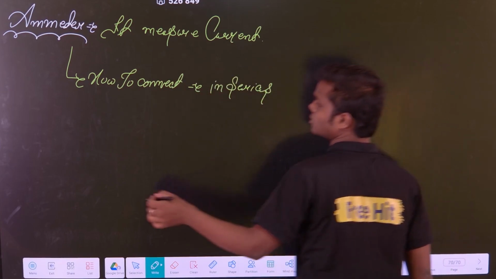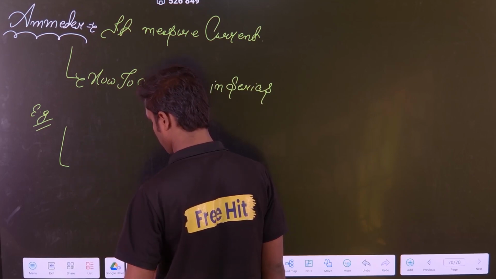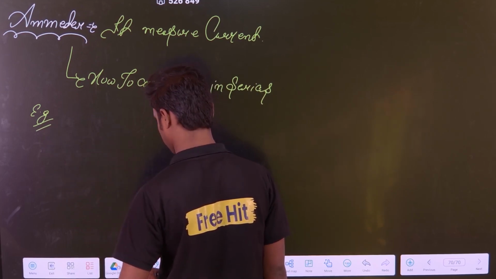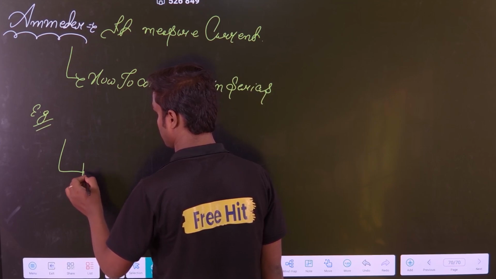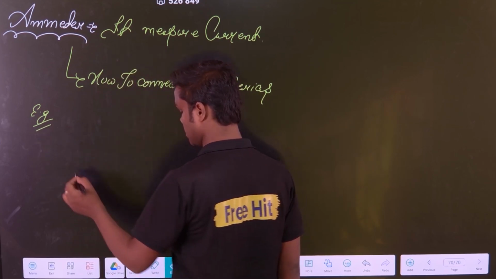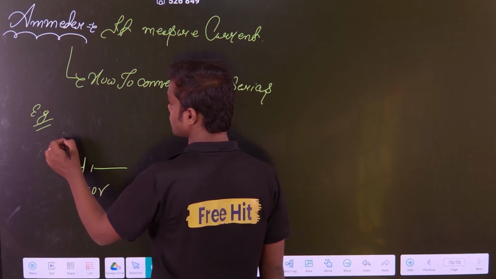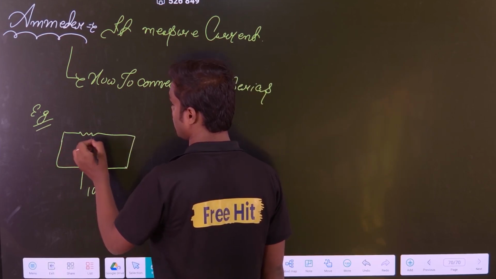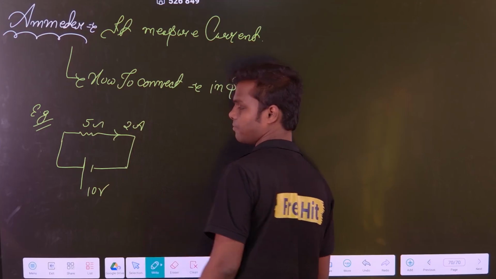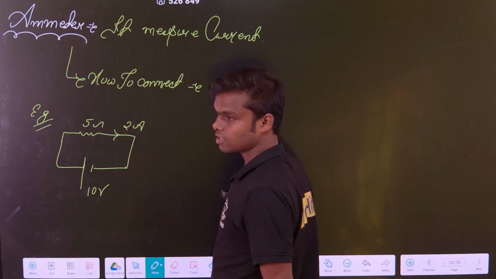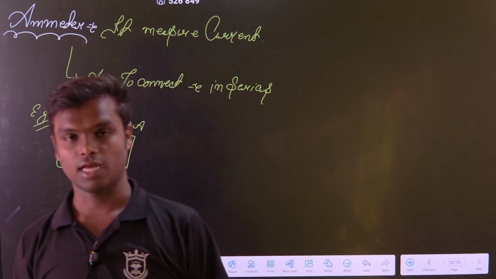For example, let's take one example and try to understand the thing. Suppose we have a battery of 10 volt, correct? And suppose there is a resistance of 5 ohm. Then can you tell me what will be the current in this branch? The current will obviously be 2 ampere, correct? That will be the current. Now I want to measure this current. Suppose I give you one battery of 10 volt and some resistance value, and I ask you to tell me the current.